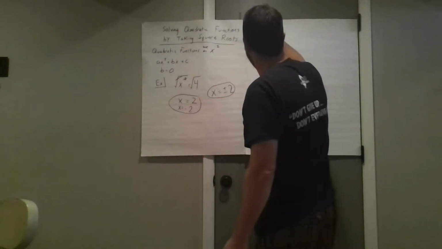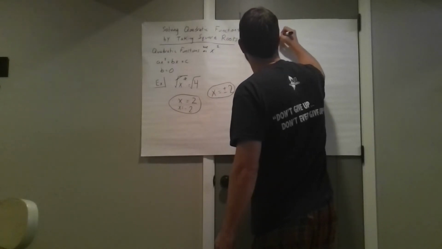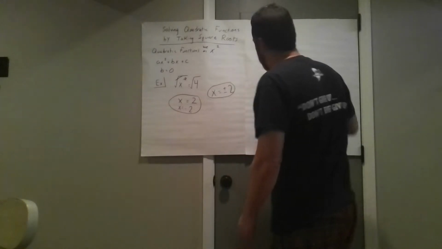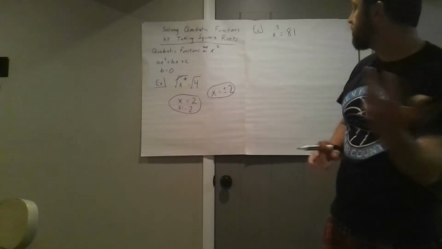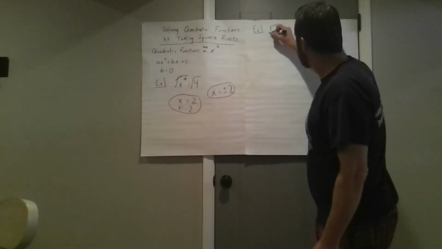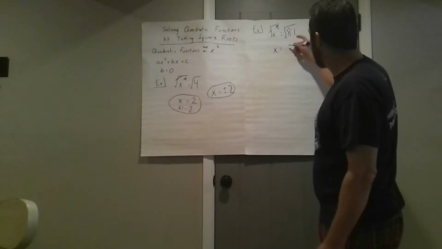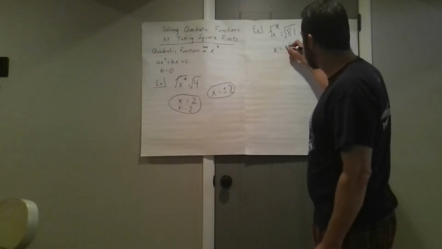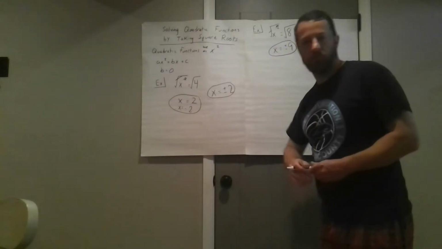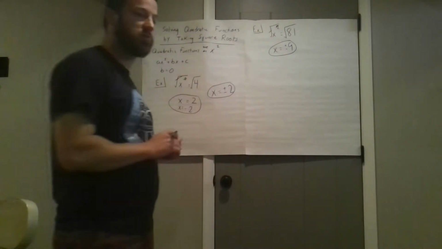Let's try another one. We'll stick with simple for now. Let's say x squared equals 81. So again, the opposite of squared is square root. What we do to one side, we have to do to the other. Square root of 81 is 9. Don't forget, we have two answers. So it's going to be plus or minus 9. That was crazy.